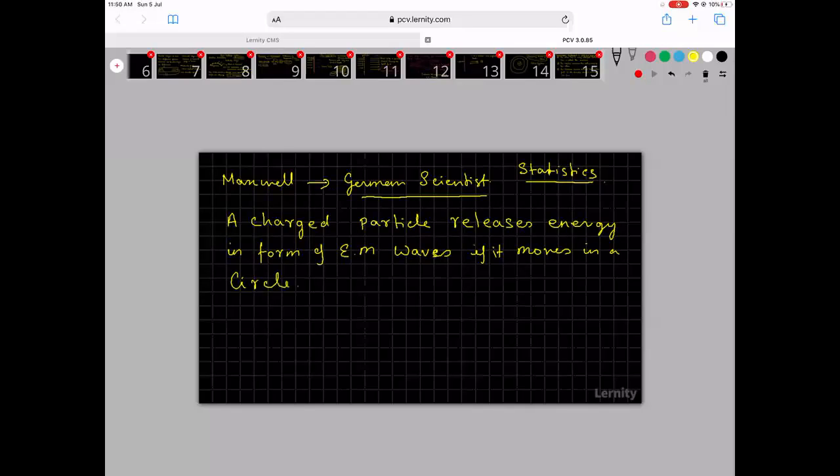So what Maxwell said is that a charged particle releases energy in the form of electromagnetic waves if it moves in a circle. He didn't say circle, he said if it is accelerating. But if something is moving in a circle, it is accelerating. So what he said is, you are right, the nucleus is here and the electrons are revolving, but these electrons are constantly giving energy. If they are giving energy, their energy will reduce.